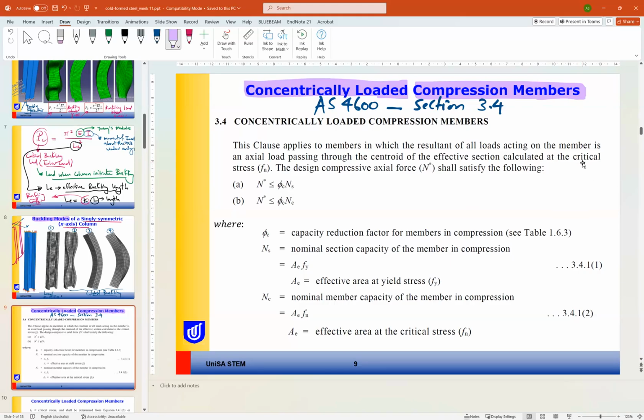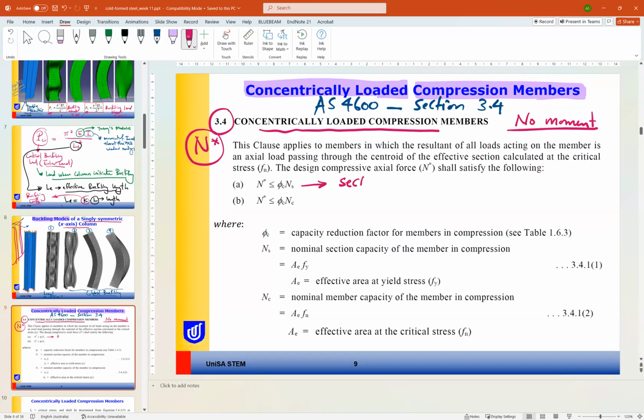Okay, so let's go through the formulas. These formulas are extracted from the standard, as you can see. A concentrically loaded compression member means we don't have bending moment on this column. So axial only means we have only N asterisk. We need to check N asterisk less than or equal to phi C NS, which is the section capacity, and N asterisk less than or equal to phi C NC, the member capacity.